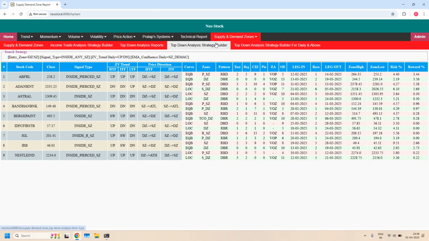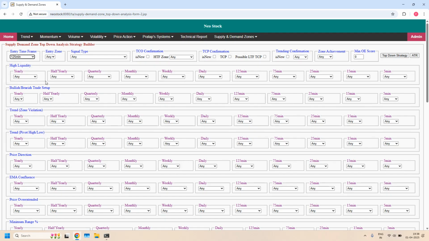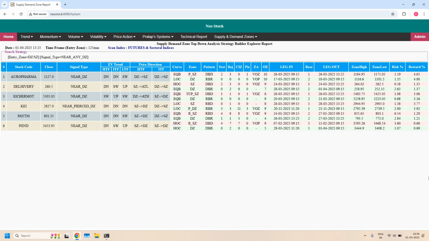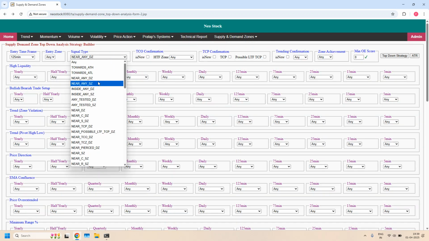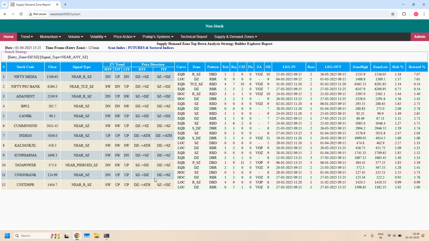Next time frame is 125 minutes. Stocks near 125 minutes demand zone. We got 6 stocks. Next, stocks near 125 minutes supply zone. We got 12 stocks.